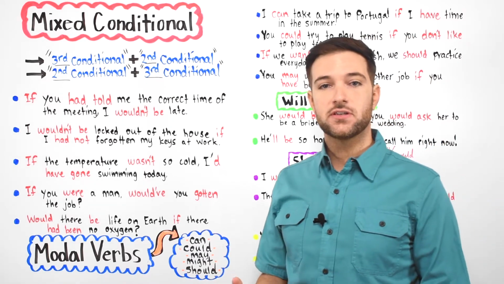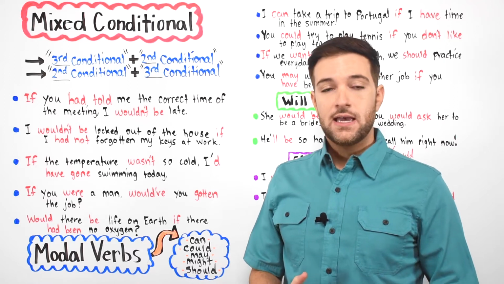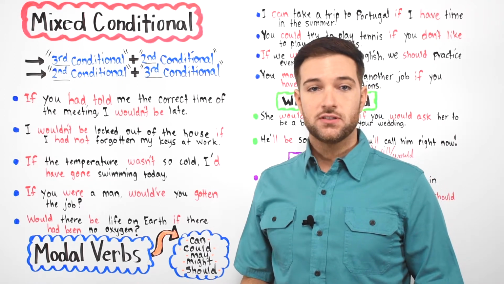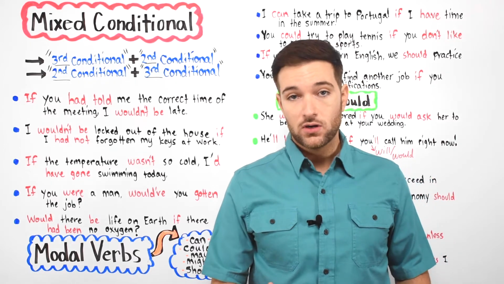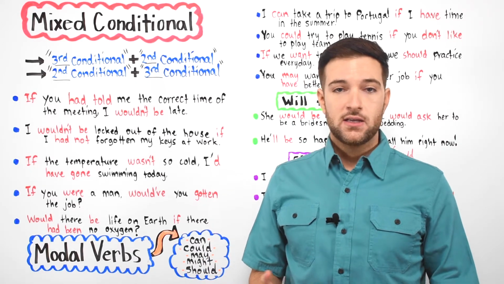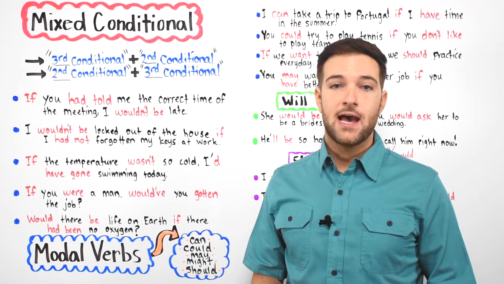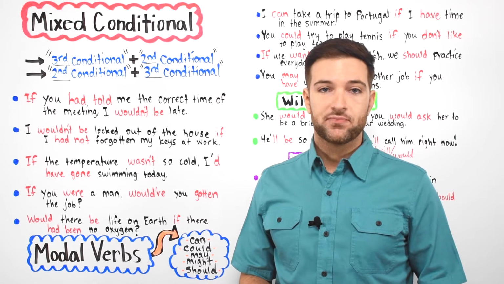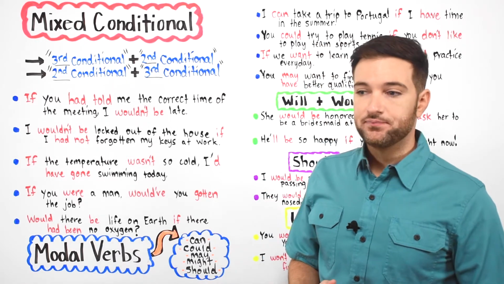So this conditional consists of parts of the type 0 through 3 conditionals and is used to emphasize the result of the action in the present moment by using the past tense. Or it is used in such a way that the present day condition emphasizes the result of the action that happened in the past. I know it sounds a bit confusing, but think about it like this, okay?